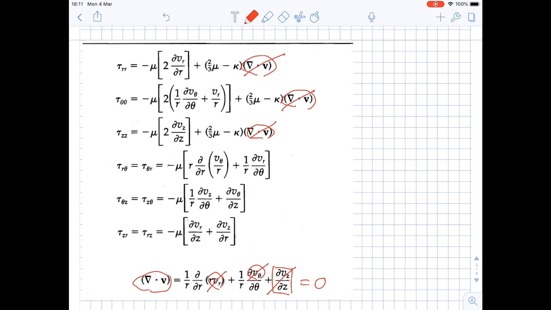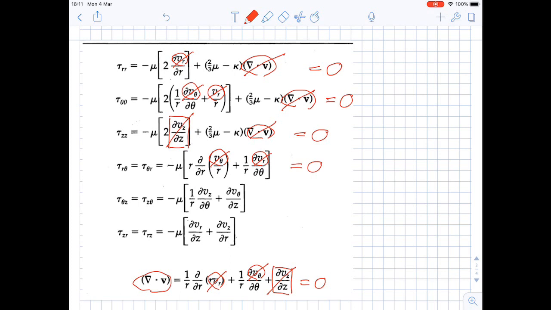Alright. We already determined that VR is 0, making tau RR 0. V theta is 0 and VR is 0. Tau theta theta is 0 as well. For tau ZZ, Vz is not 0, but it is not a function of z. This term is 0, so tau ZZ is 0 as well. Next, V theta is 0, VR is 0, so these two taus, tau R theta and tau theta R, are 0.